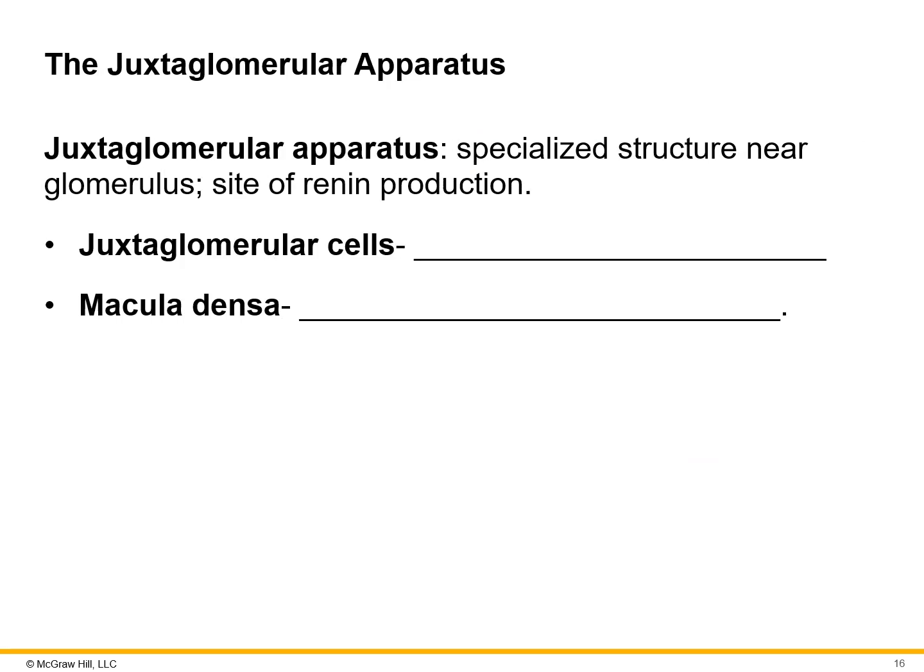So we did talk about the juxtaglomerular apparatus, which consists of two components: the juxtaglomerular cells that are wedged between your afferent arteriole and your distal convoluted tubule, in that space, and your macula densa cells, which are located in your distal convoluted tubule itself.